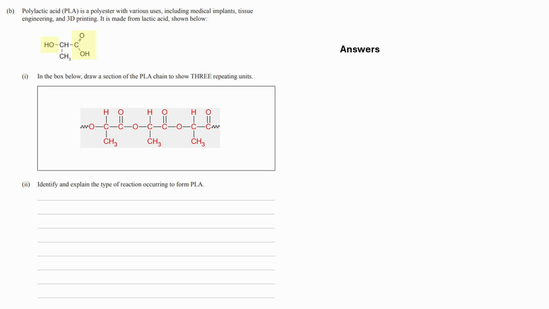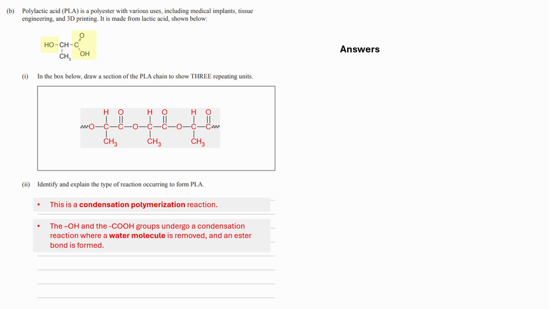Well, this is a condensation reaction because we're making a long chain of polymers plus small molecules coming off, that they used to see as condensing on the inside of a container, so it's called a condensation. And in this case, it's a condensation polymerization reaction. The OH of the alcohol and the carboxylic acid groups undergo a condensation reaction where a water molecule is removed and an ester bond is formed. Okay, that's important.